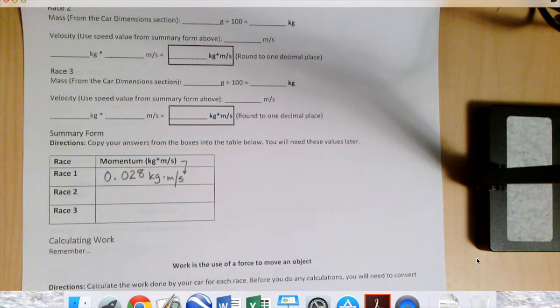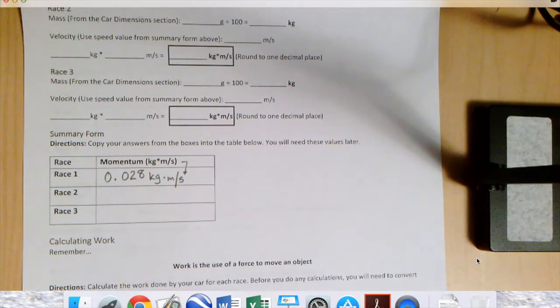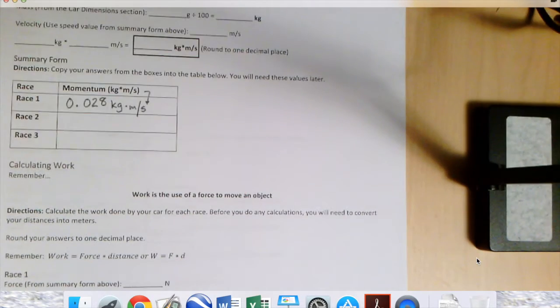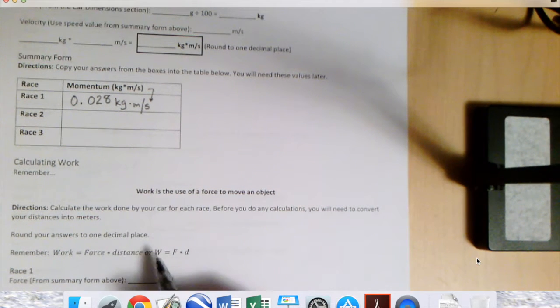All right, so you've done your other 2 momentum races, and we're actually almost done. Look, we're on page 6 of 7. So we're almost done. We're doing work and we're doing power. Let's zoom in. So work is equivalent to your force times your distance, or work equals F times D. Now, there was a force that applied to your car, and it went a certain distance. Therefore, work was actually done.